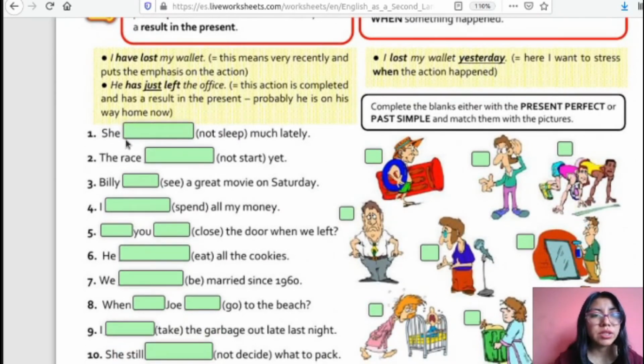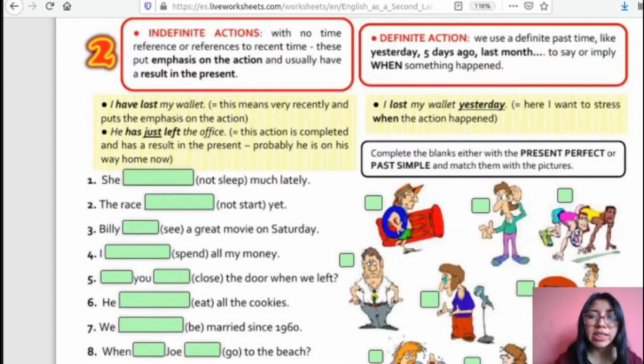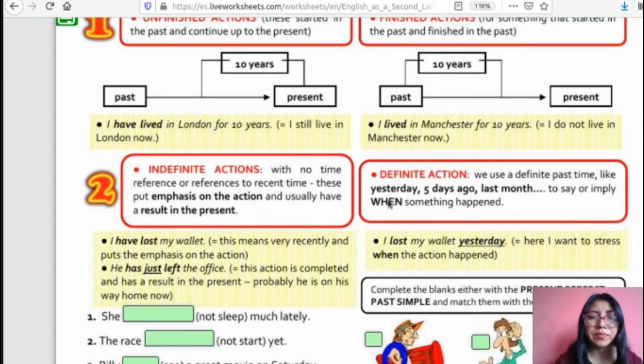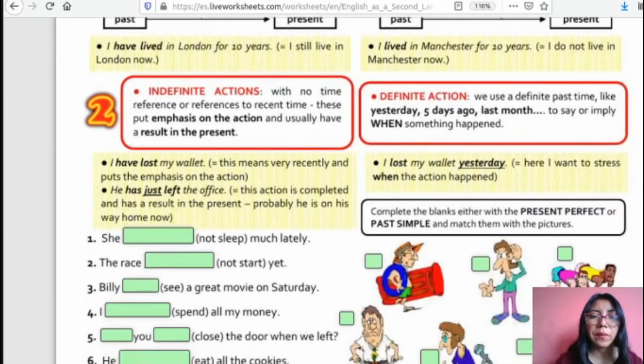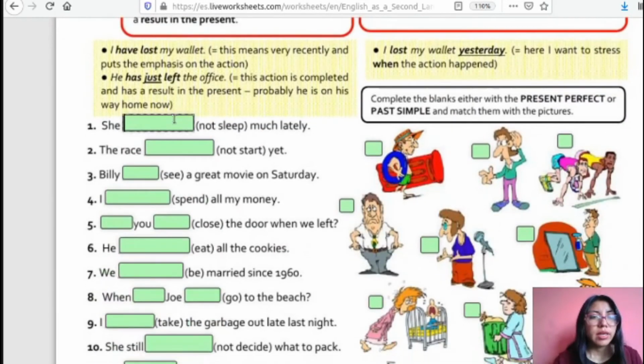Okay? Pay attention. She not sleep much lately. Pay attention. Here I have a time expression. Lately, it means a recent action. Okay? So I am going to use the present perfect. Okay? She has, that is negative, not slept. Yeah, slept, that is the past participle form of sleep. She has not slept much lately.